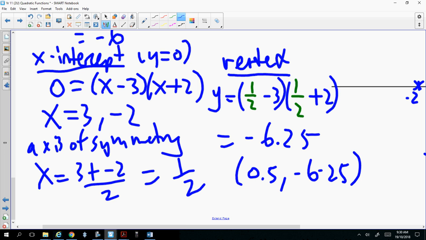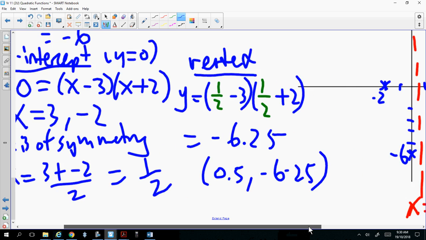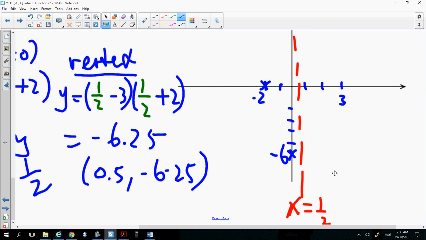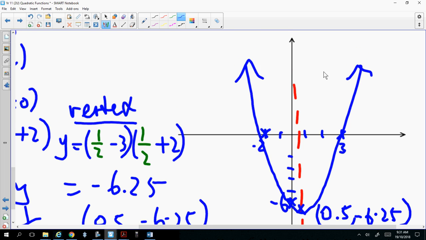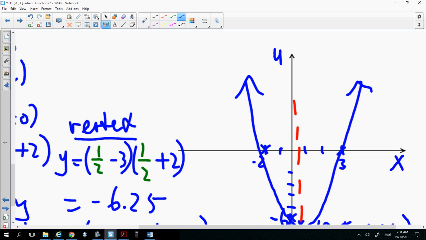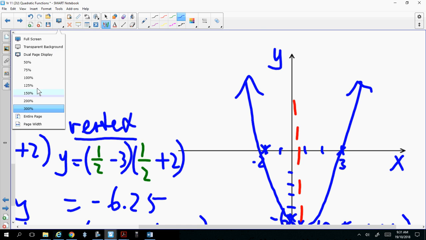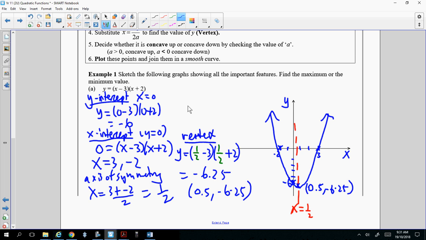Yep. So notice that negative 6 is not the minimum place. The vertex is actually on here. It's the lowest point, or it could be the highest point. So you get these points and you join these dots to get a graph. Make sure you label the x and the y axis. Like that. All good?